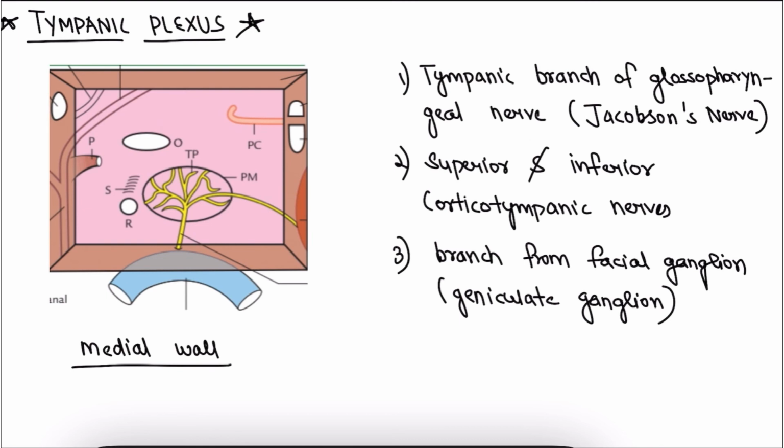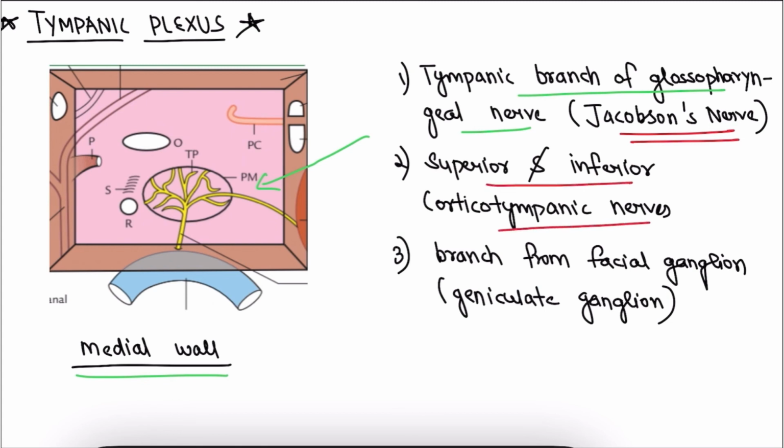Now coming to the tympanic plexus. If you remember, in the medial wall we have studied the promontory. The promontory consists of 3 nerves. The first one is the tympanic branch of the glossopharyngeal nerve, also known as Jacobson nerve. The second one is the superior and inferior corticotympanic nerves, and the third one is the branch from the facial ganglion. So in the tympanic plexus we have 3 nerves. The first one is the tympanic branch of glossopharyngeal nerve, that is Jacobson nerve. The second one is the superior and inferior corticotympanic nerves. The third one is the branch from the facial ganglion, that is the geniculate ganglion.